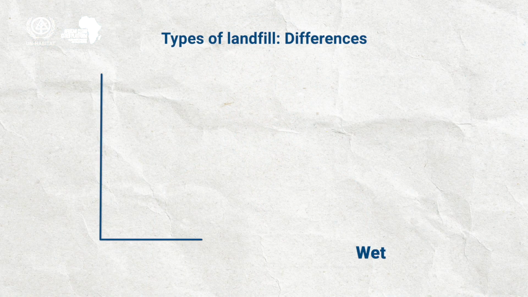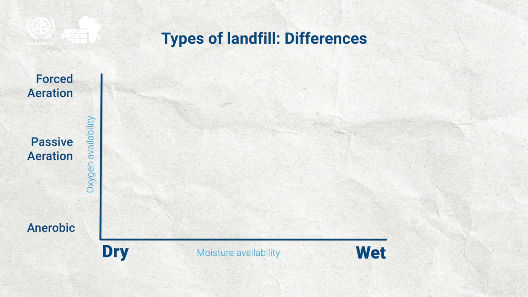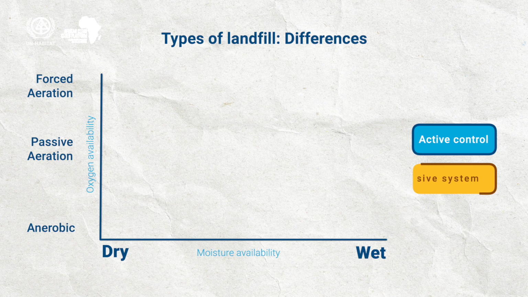So now we understand the basic processes occurring in the landfill, what influences rates of organic waste decomposition, and what influence this all has on the landfill emissions. Landfills can be wet or dry, and can also be classified as to whether they are actively controlled, active gas extraction or air injection, or passive systems.